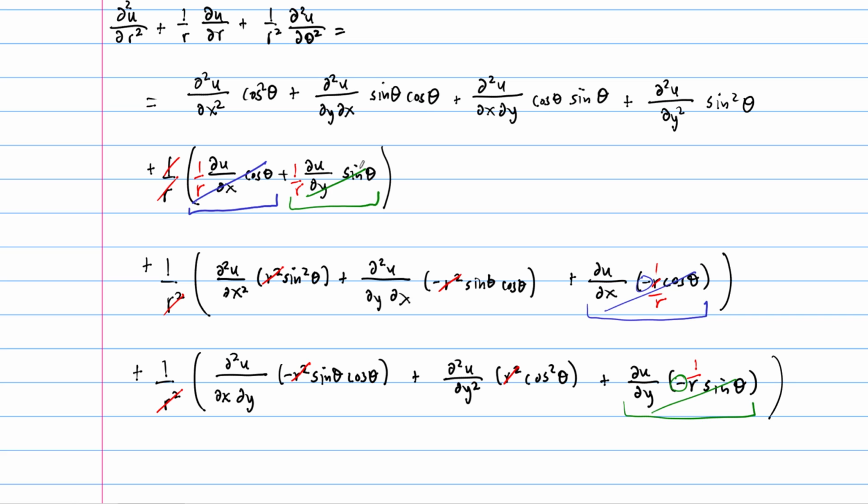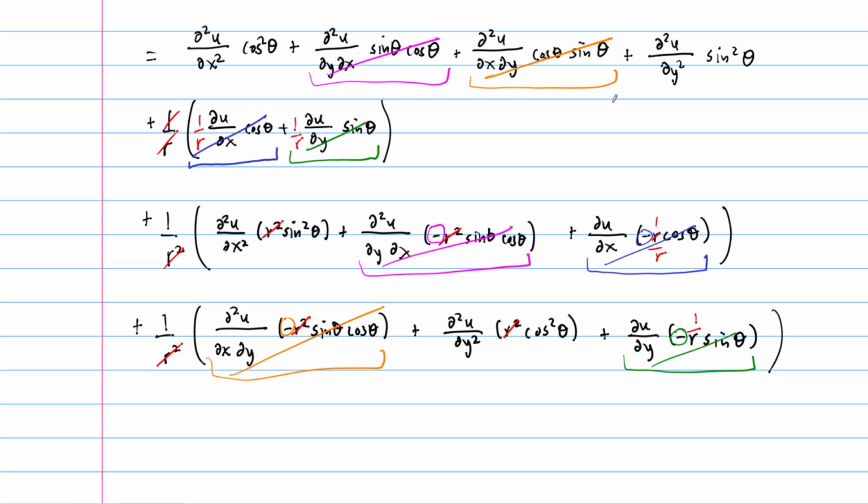What else do we have? Well, we look back up here. Here we have plus d squared u dy dx sine theta cosine theta. Down here we have minus d squared u dy dx sine theta cosine theta. So those are gone. Same thing here, d squared u dx dy sine theta cosine theta, which is the same order. So those cancel each other.